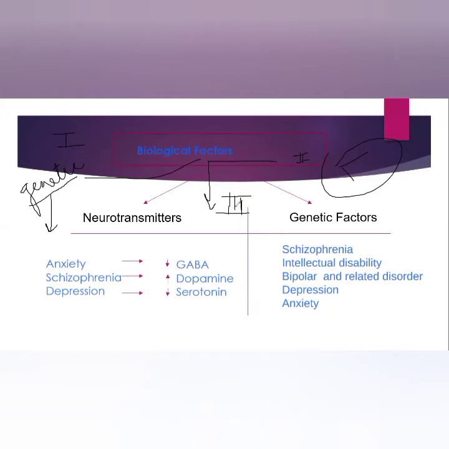I will not go very much in depth into the biology of neurons, because that is not in your +2 syllabus, it is in your +1 syllabus. So I'll stick to this only. Neurons release neurotransmitters. There are n number of neurotransmitters released in your body. These are a few of them: GABA, dopamine, and serotonin.